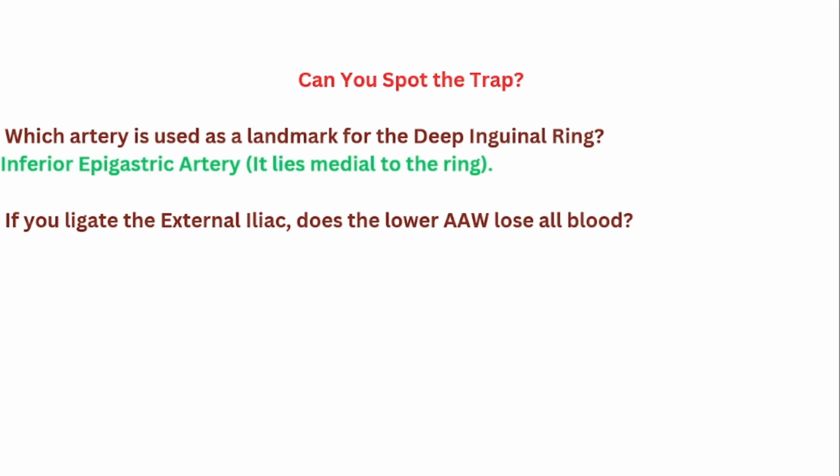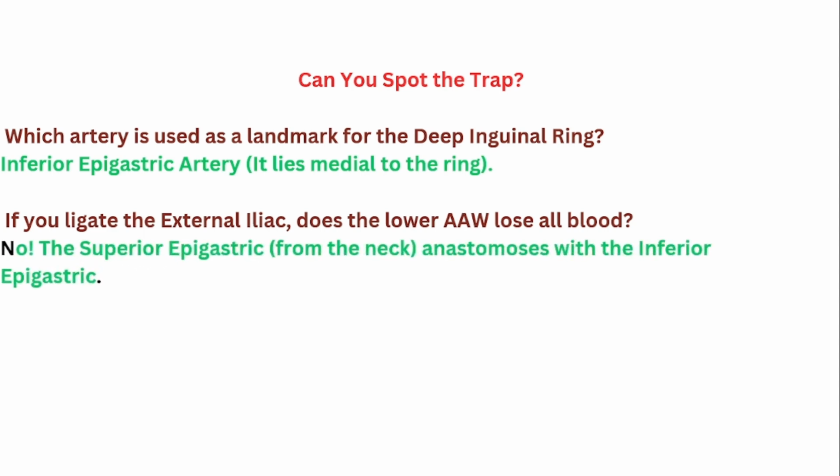What if we ligate the external iliac? Will the lower anterior abdominal wall lose all its blood supply? The answer is no, because the superior epigastric, from the neck, anastomoses with the inferior epigastric artery.